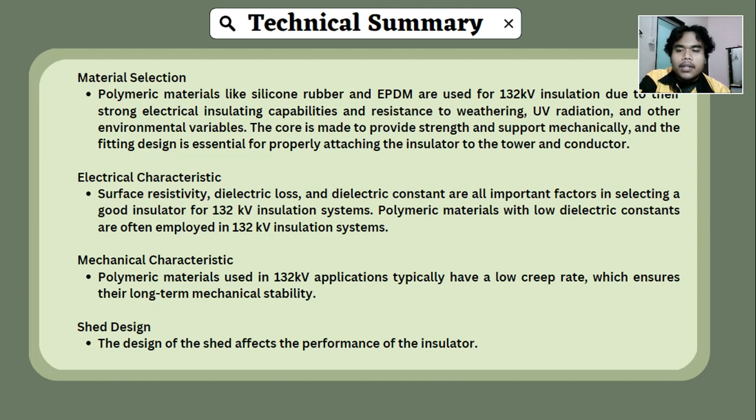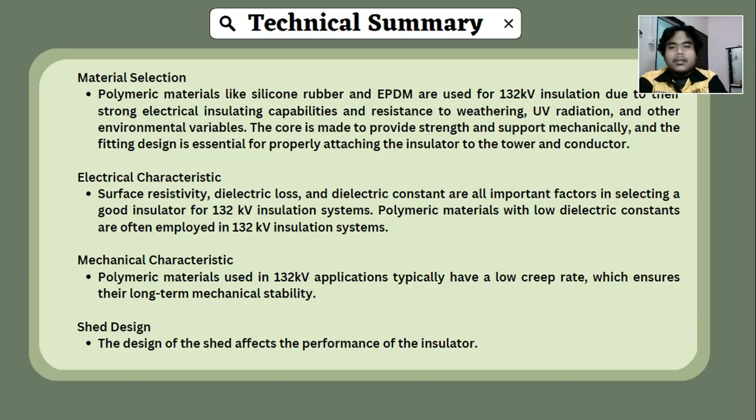Next, electrical characteristics. Surface resistivity, dielectric loss, and dielectric constant are all important factors in selecting a good insulator for a 132 kV insulation system. Polymeric materials with low dielectric constants are often employed in 132 kV insulation systems. For mechanical characteristics, polymeric materials used in 132 kV applications typically have a low creep rate, which ensures their long-term mechanical stability. The last one is shed design. The design of the shed affects the performance of the insulator.